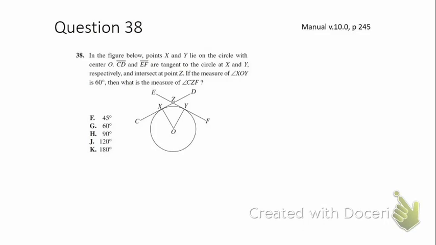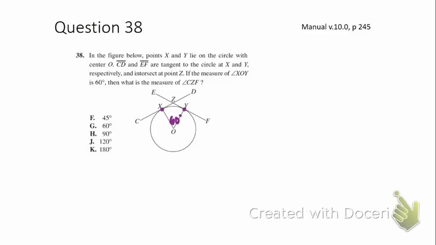38. In the figure below, points X and Y lie on the circle with center O. Segment CD and segment EF are tangent to the circle at X and Y, respectively, and intersect at point Z. One thing real quick: tangent to the circle just means touching the circle at a single point. So X is touching the circle right here at one point. Y is touching at one point there. If the measure of angle XOY is 60 degrees, so I'll label that, what is the measure of angle CZF?